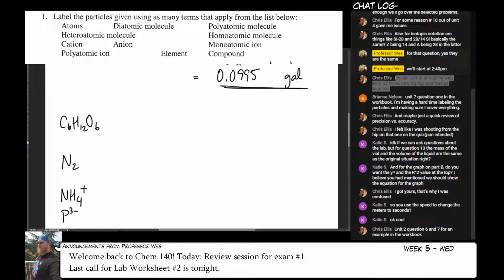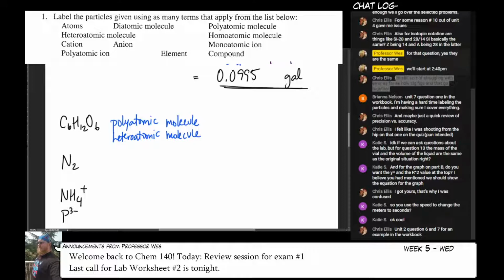Okay. So, is it an atom? No, because there's multiple atoms here, right? Is it diatomic? No. Is it polyatomic? Yes, because there are multiple atoms. Is it heteroatomic? Yes, because there are multiple different atoms in there. I should write molecule there too. There we go. Is it homoatomic? Well, it can't be homoatomic and heteroatomic, right?